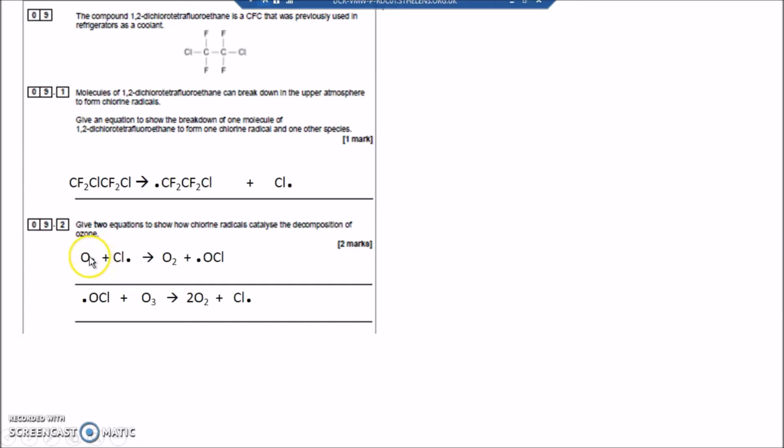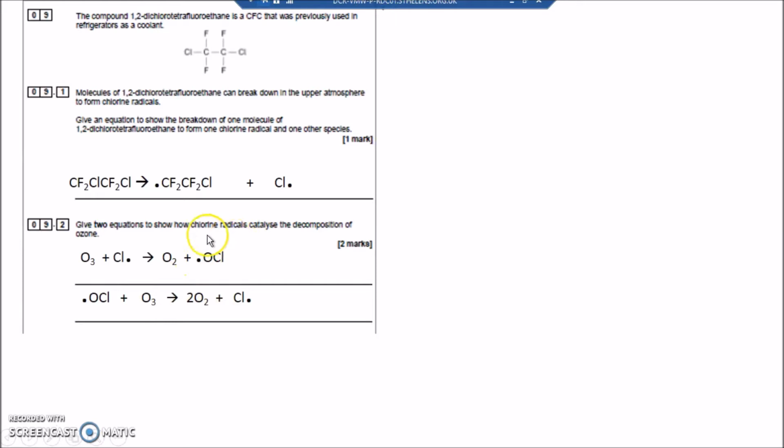So O3 can only form O2. There's only two different forms of the element oxygen, O3 ozone and O2 oxygen, two different allotropes of oxygen. So it forms O2, and then you just have to work out what's left over. There's one O left over, there's a Cl left over, and there's a dot. The dot is actually on the oxygen, so that's where the unbonded electron goes.